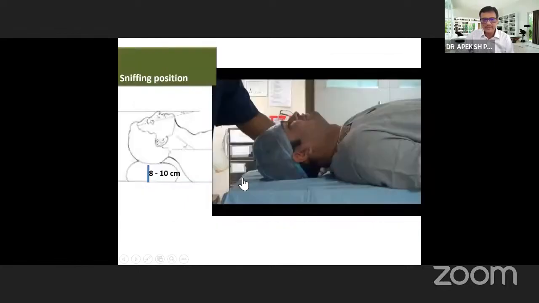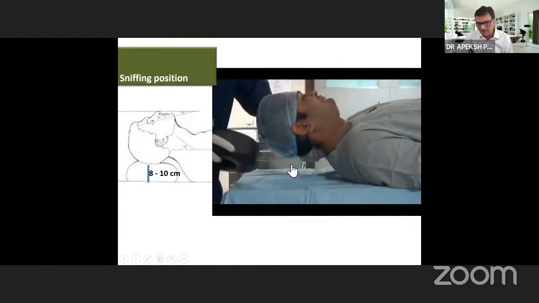How do we give the sniffing position? Look at this video. This is flexion of the C spine.